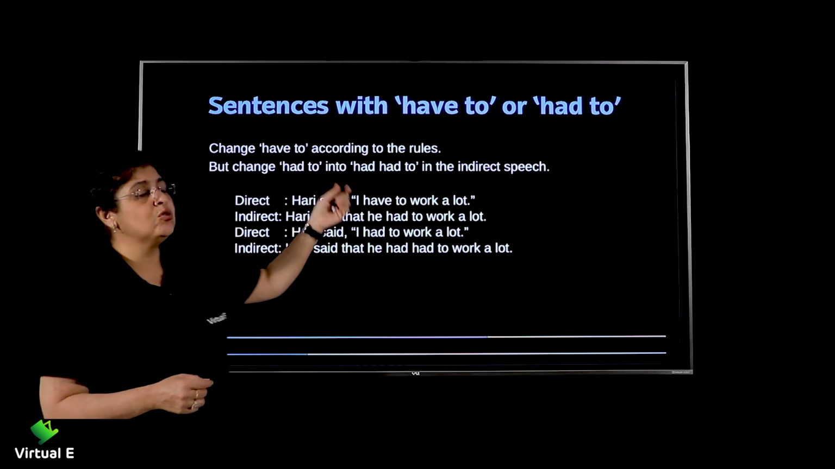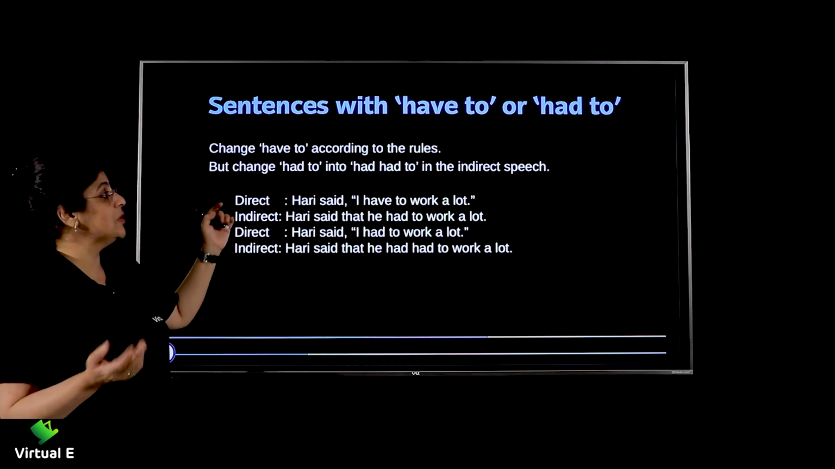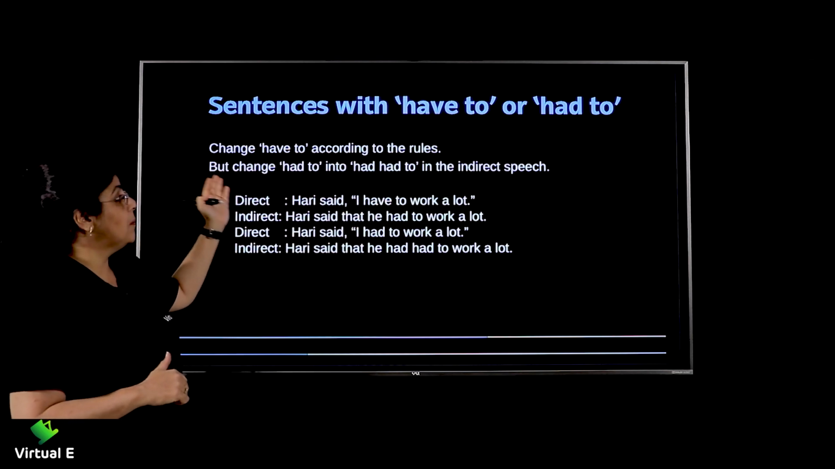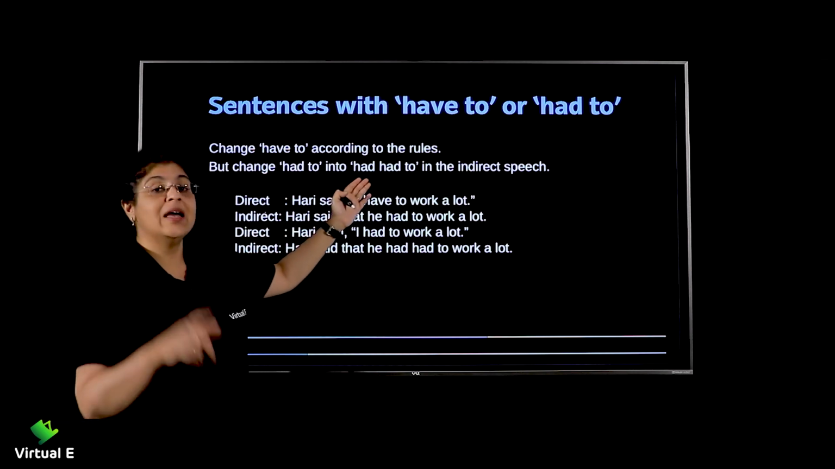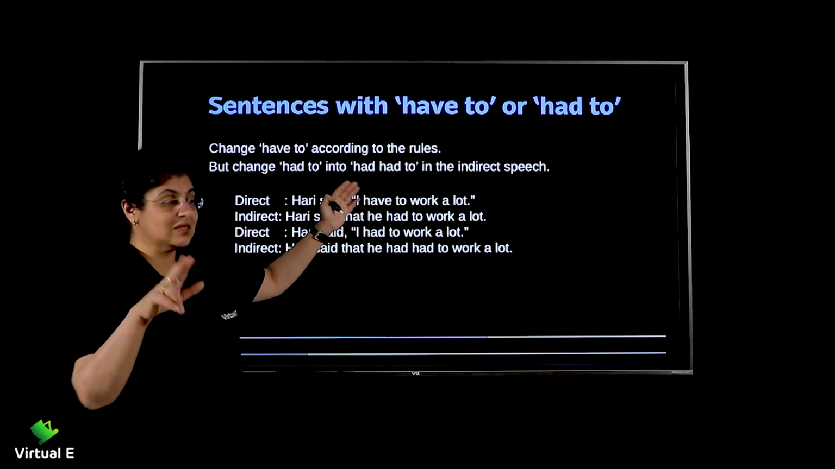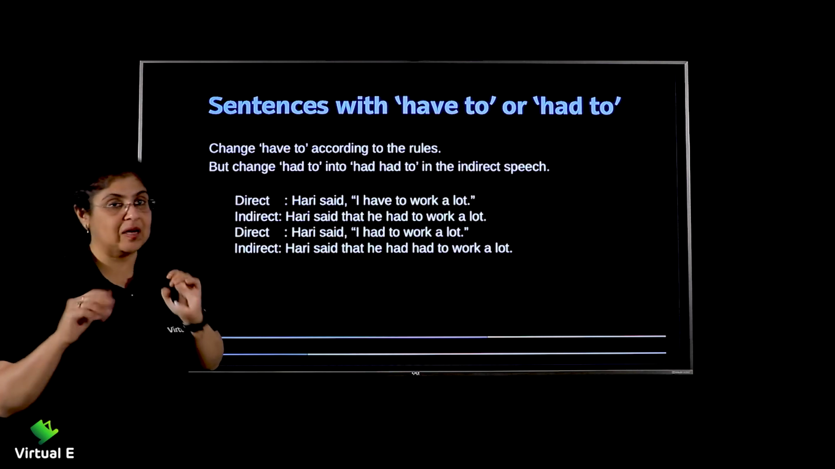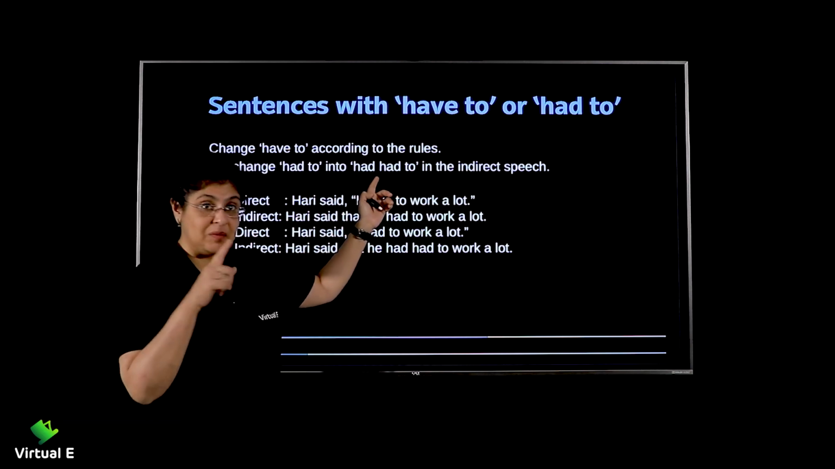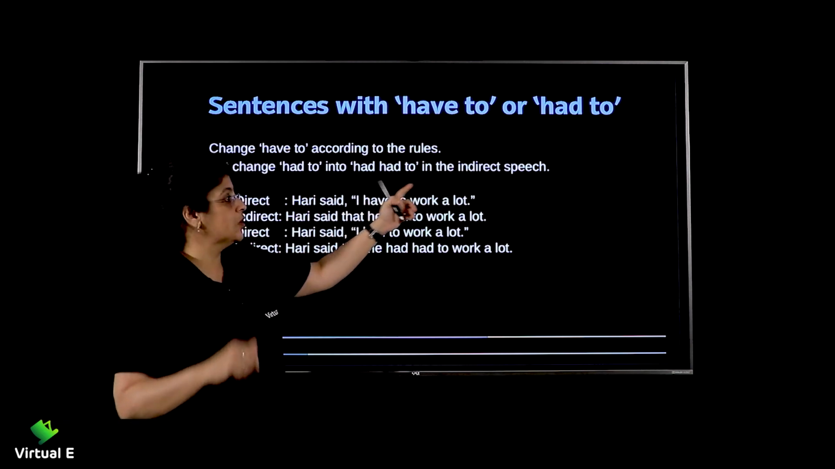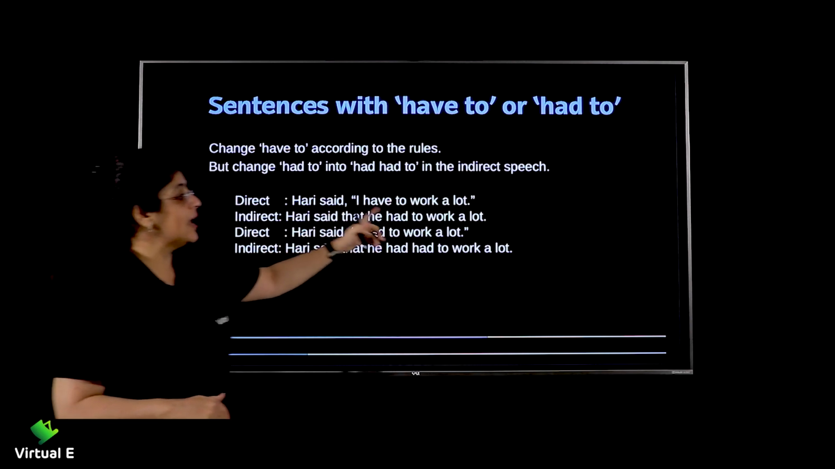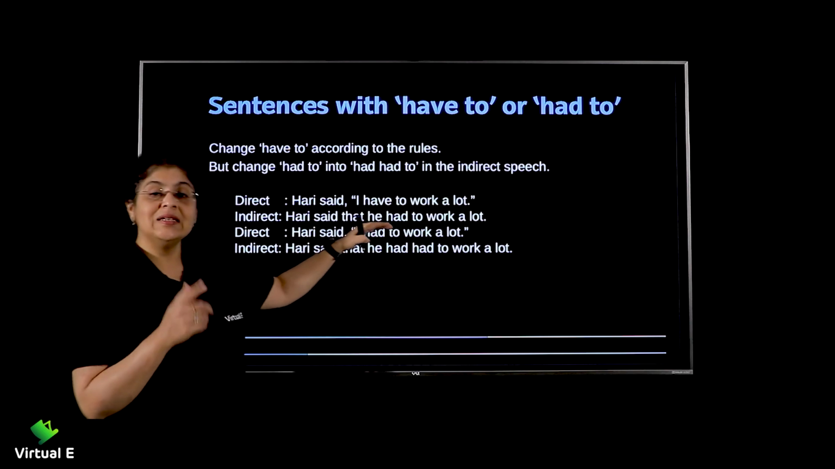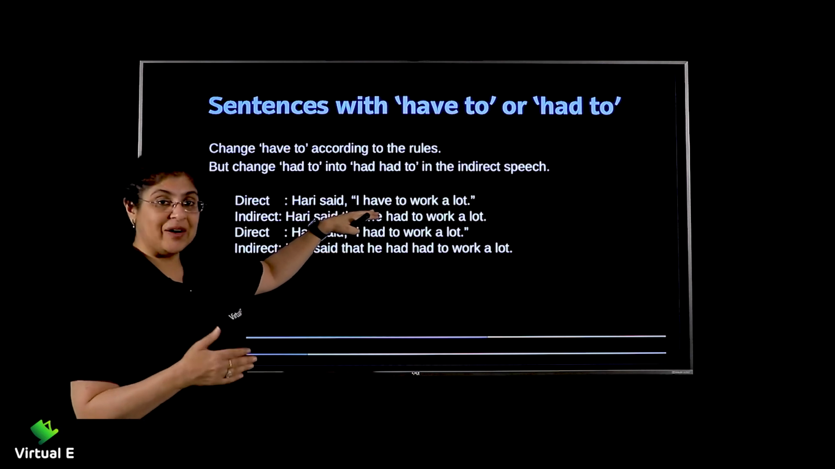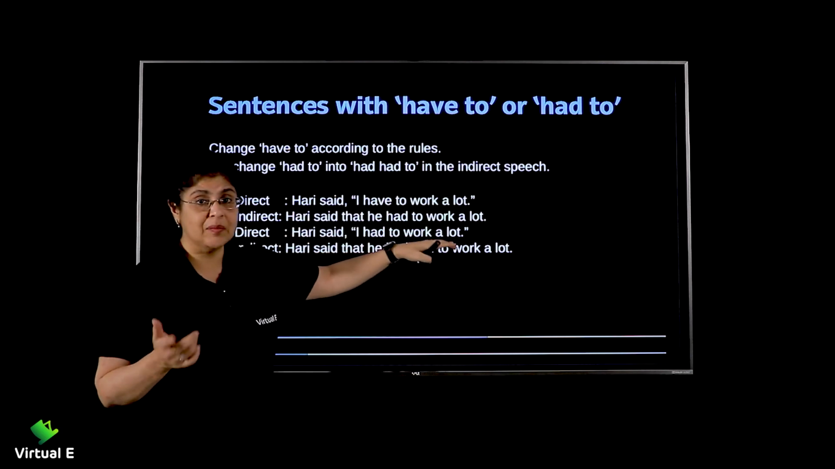Then if you have to or had to, there are certain sentences with have to or had to. Change have to according to the rules, that becomes had to, but had to stays as had to. Remember this. Have to will become had to because present will become past, simple. But if it is had to, then it will remain had to. It's not a mistake. Okay, you will see. Hari said, "I have to work a lot." Hari said that he had to work a lot. Simple. I is he, it's Hari. Have is present, had. No inverted commas, full stop.